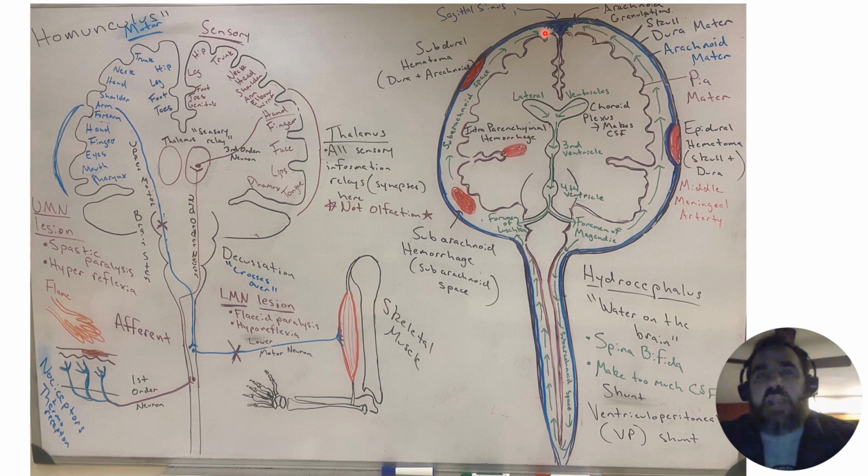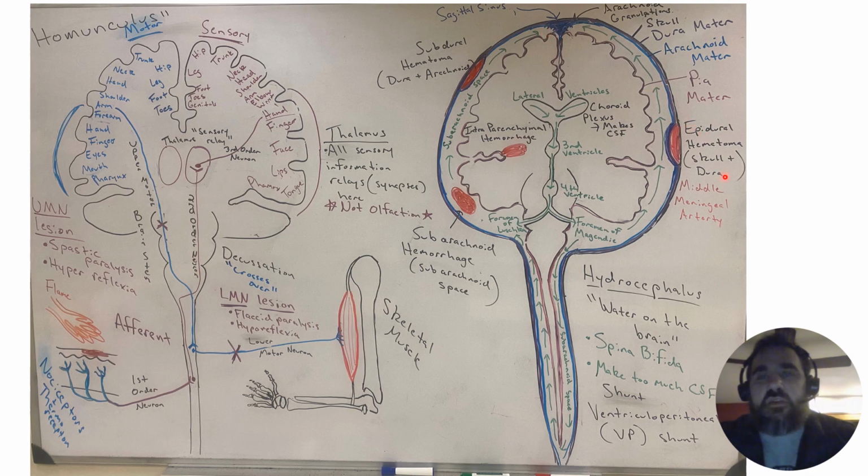And then we have little arachnoid granulations here. This is where the dura splits. One layer of dura attaches to the skull, one kind of invaginates here and follows the arachnoid mater, and then these little arachnoid granulations is where we absorb the CSF.